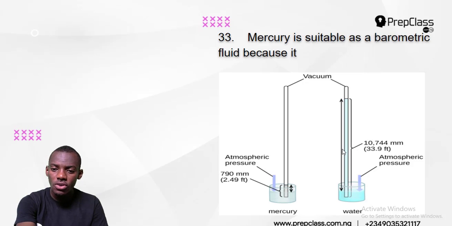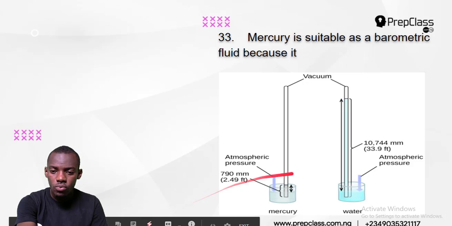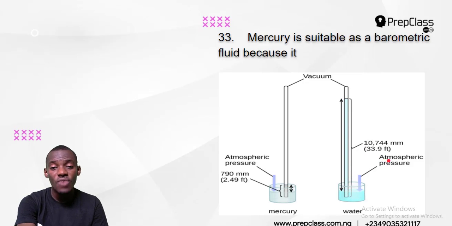Now, look at water. If you use water as a barometric fluid, now look at what happens. You will need to get a very long tube. For water to respond to atmospheric pressure, the length of the tube will be extremely high. Why? Because water is much less dense than mercury.